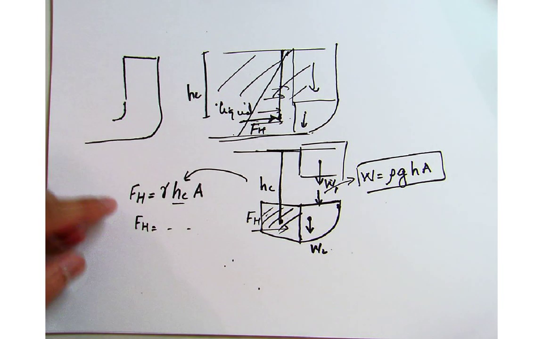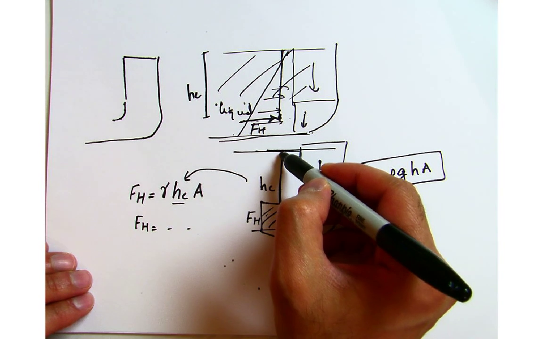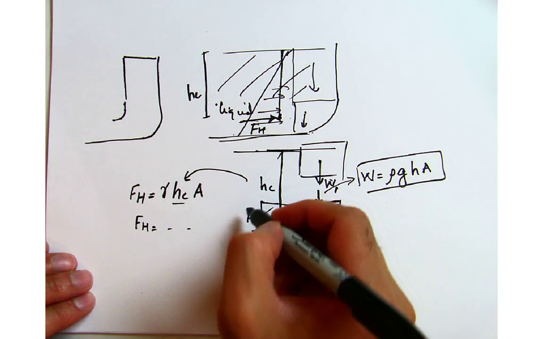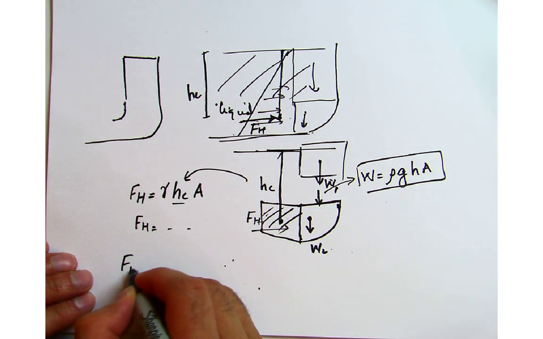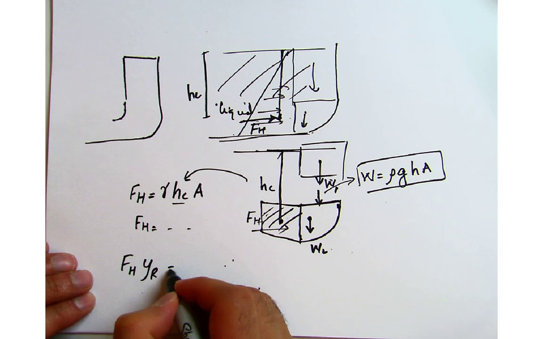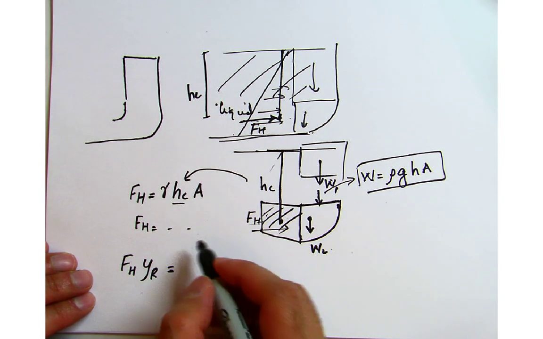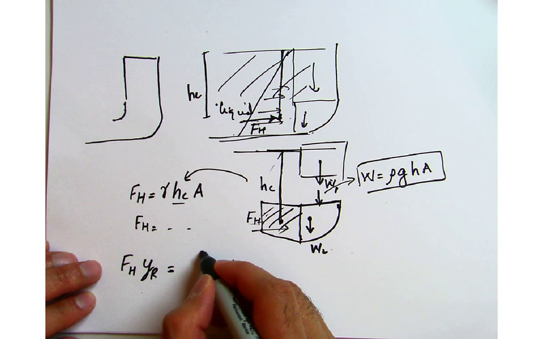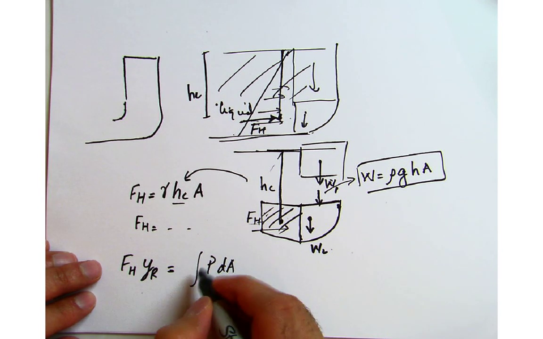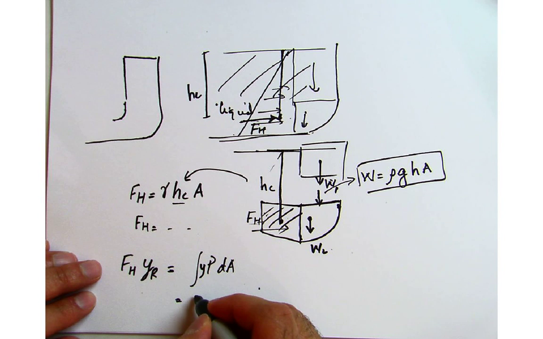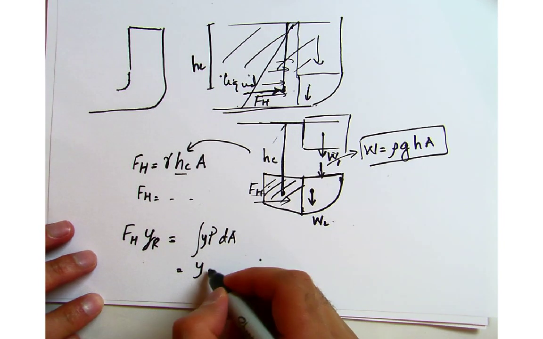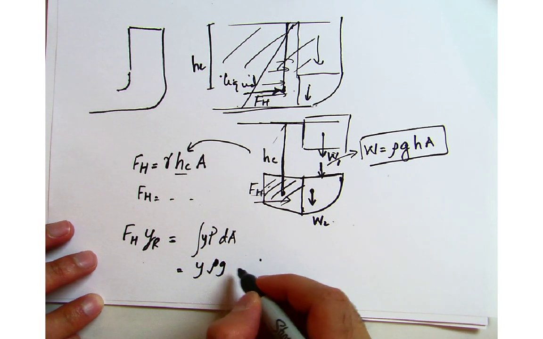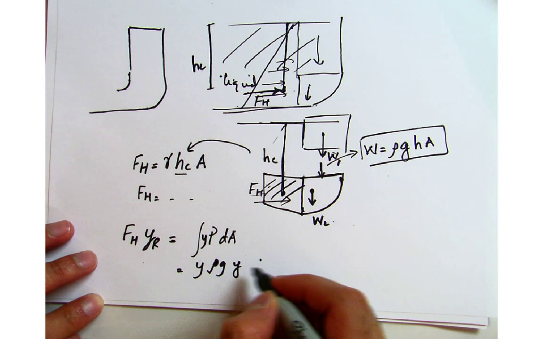Alright, so this is what you will be using. In a similar way, when you are computing the resultant force and where that force is acting, you will have to use F_H times y_R, where this resultant force is acting, which equals the integral of P dA times y, and P is y rho g, so y rho g times y, okay, so that's another y here, and then you have dA.